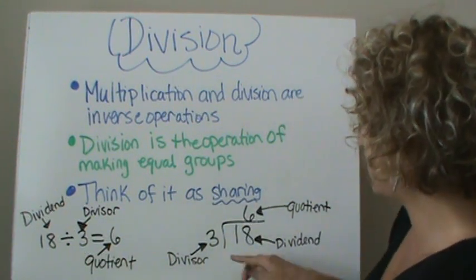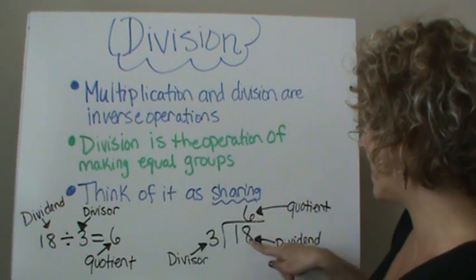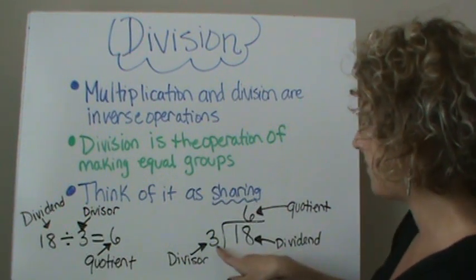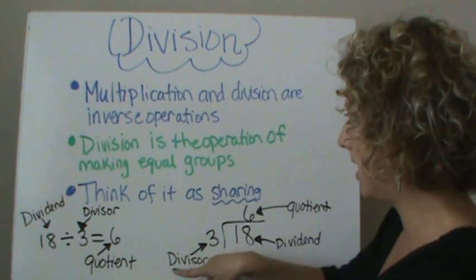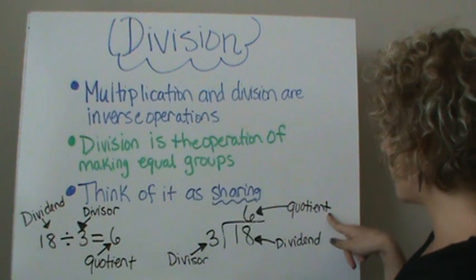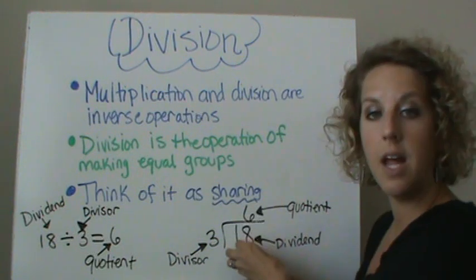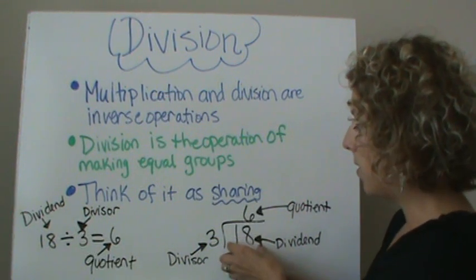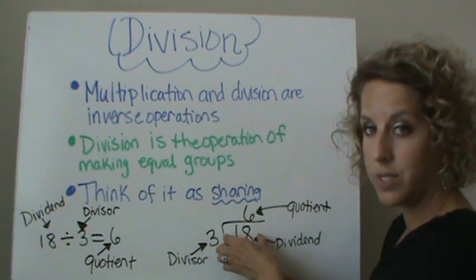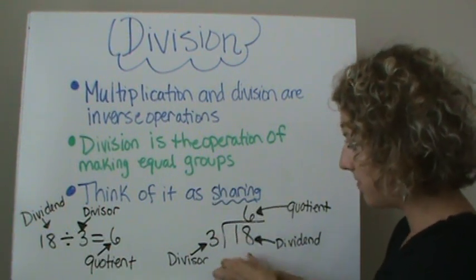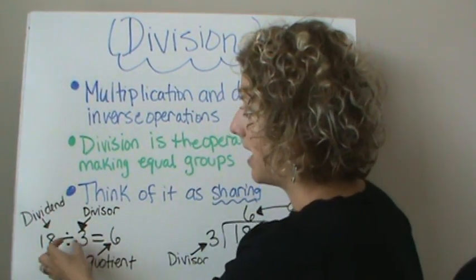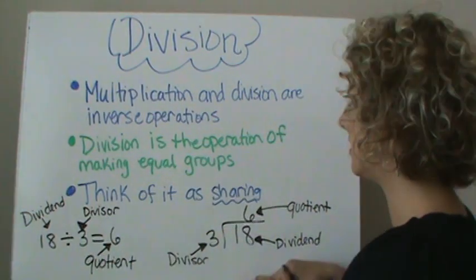If we look at it this way, the 18 goes inside the house. 18 Fruit Loops is the dividend, divided by 3, the divisor, is equal to 6, the quotient. And when we're reading a division problem this way, you want to make sure and say the number, the dividend in the house, first. So 18 divided by 3 equals 6.